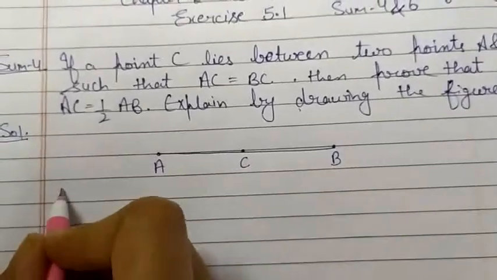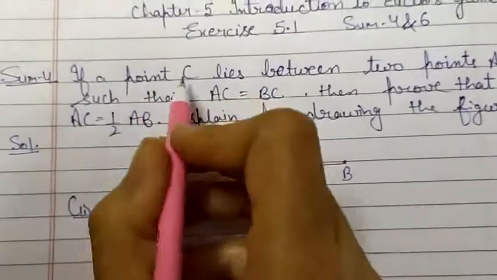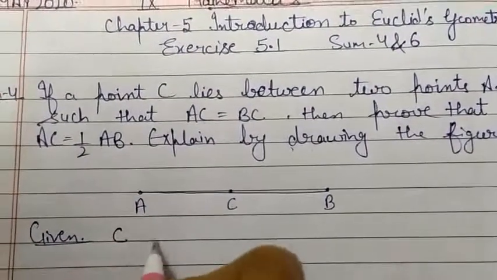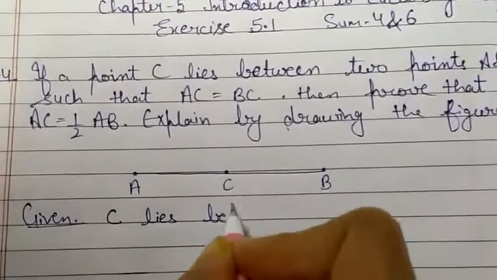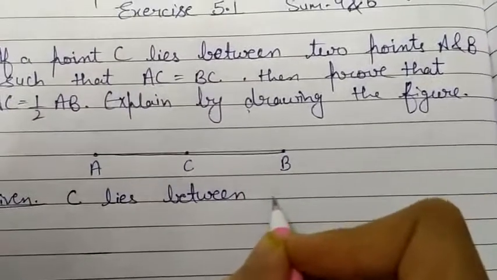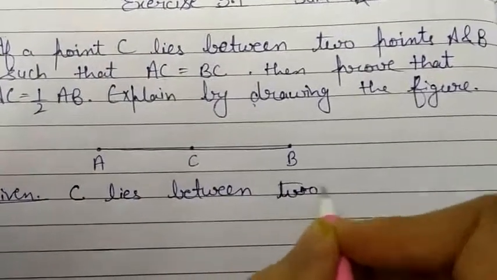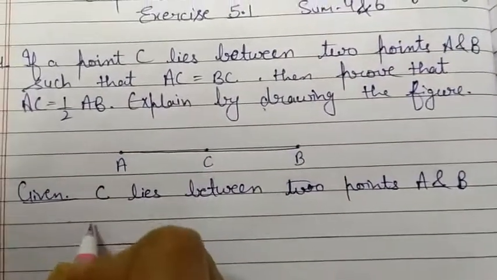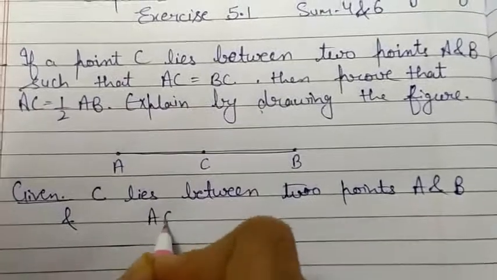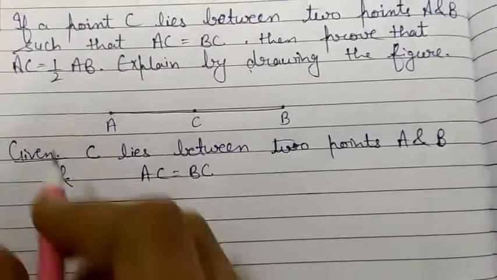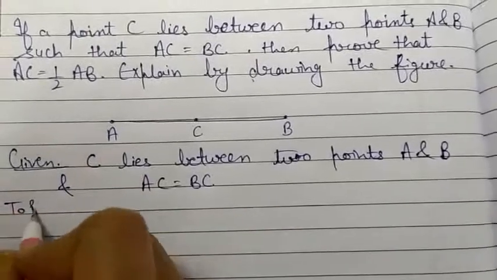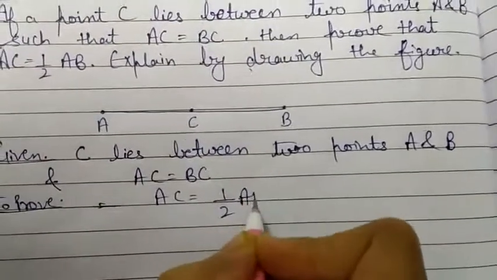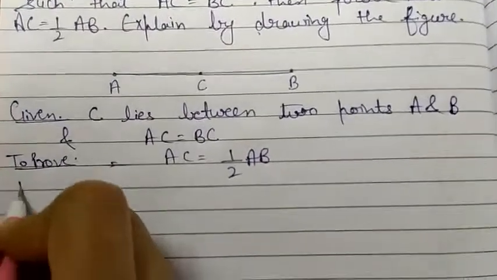So what is given? Given that C lies between 2 points A and B. Also AC is equal to BC. We have to prove: given is this, required to prove is AC is equal to half of AB. So now see, proof.